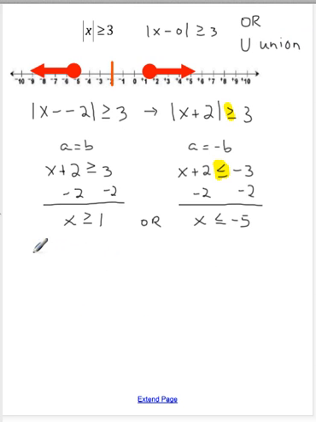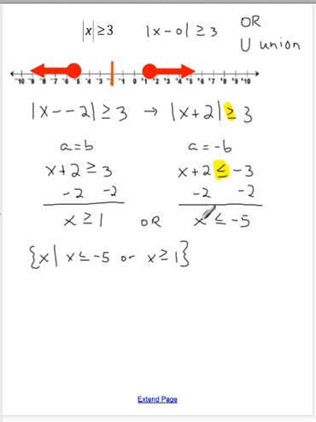So when we write the solution set, we might write that we're talking about the set of all x such that x is less than or equal to negative 5, or x is greater than or equal to positive 1. Okay. I just rearranged the order there so it went in the same order you think about it on the number line.